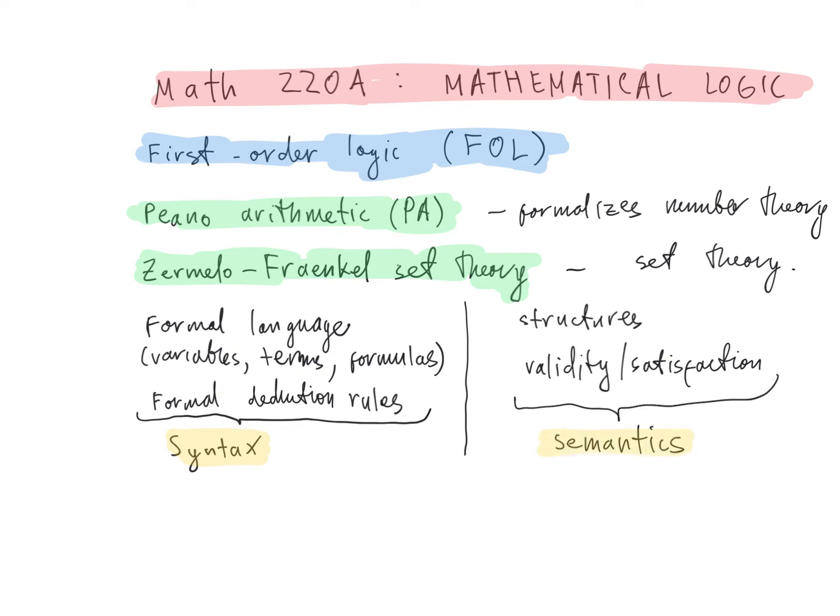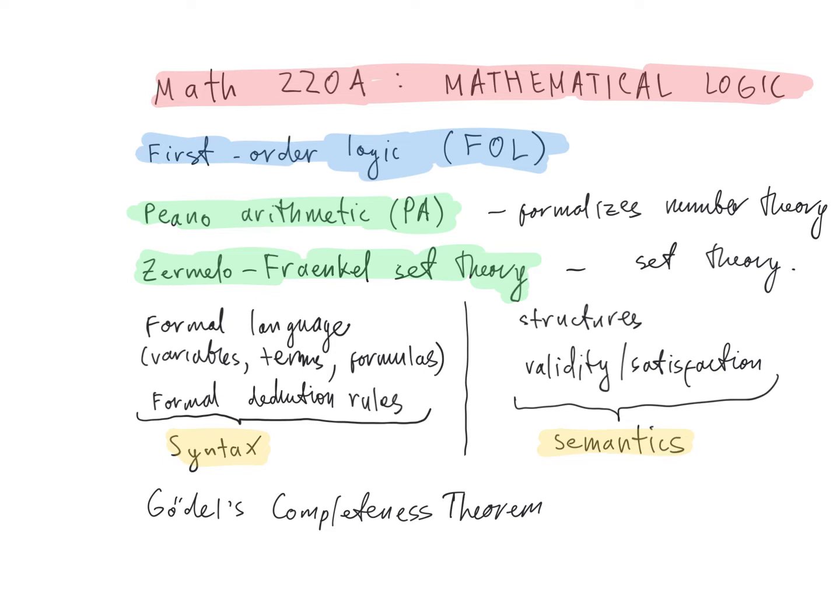The first fundamental result of our course will be Gödel's completeness theorem, a fundamental result in mathematical logic, which states that a formula with no free variables can be formally deduced from a given set of axioms if and only if it is valid in every structure satisfying these axioms. This remarkable result shows that the syntactic and the semantic viewpoints are equivalent.